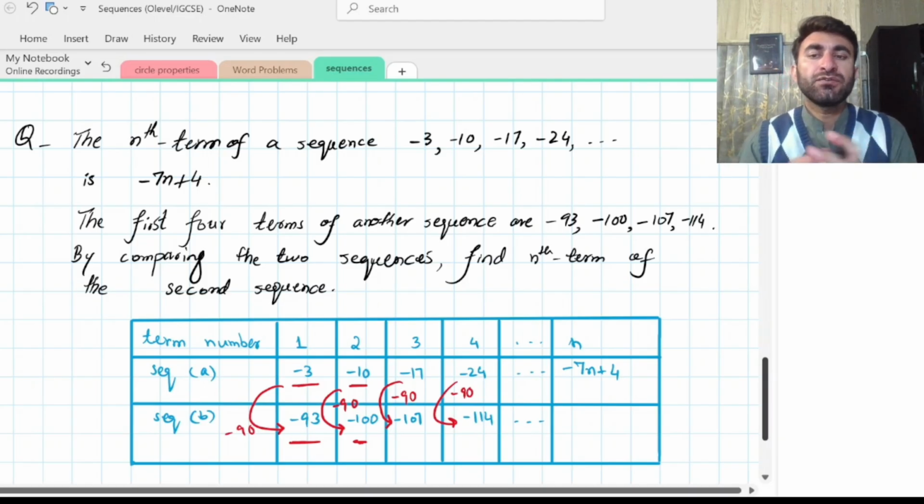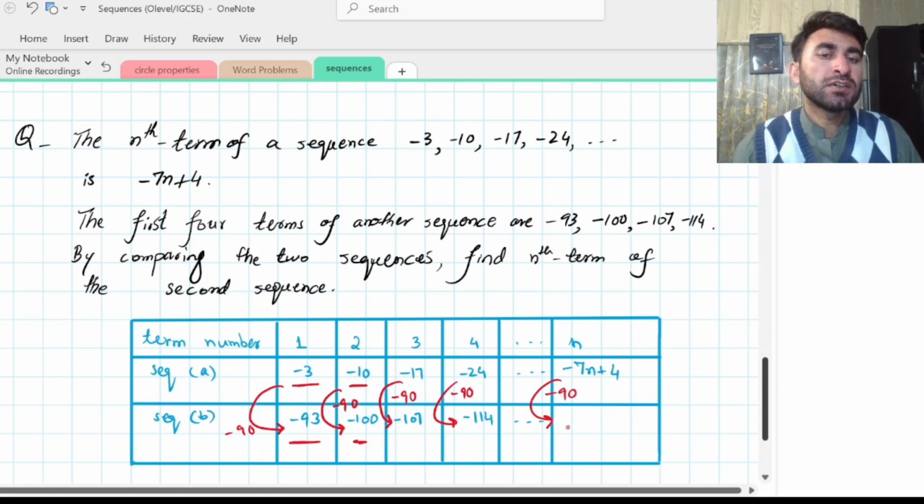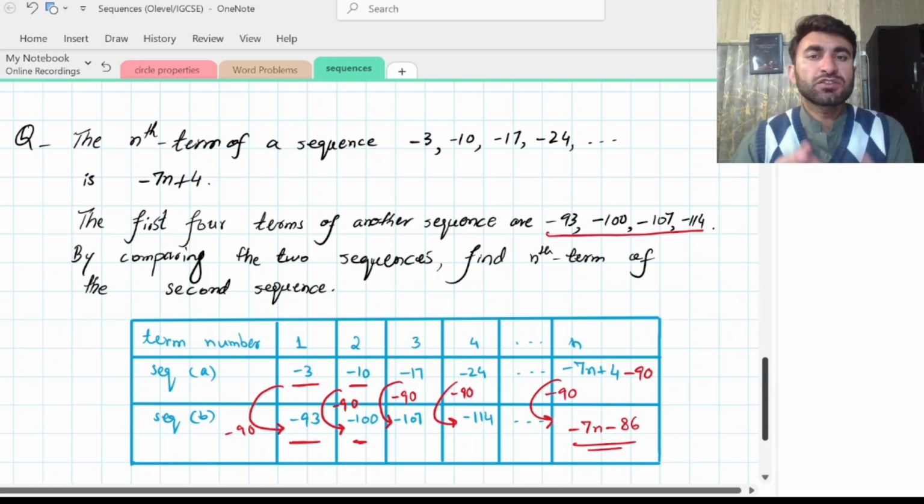So as we see, if we subtract 90 from the sequence A, we get the term of sequence B. So we will directly subtract 90 from the nth term of sequence A in order to get the nth term of sequence B. So it shall become minus 7n plus 4 minus 90, and after we simplify it will become minus 7n minus 86. So this is the nth term of the sequence given as minus 93, minus 100, minus 107, minus 114.